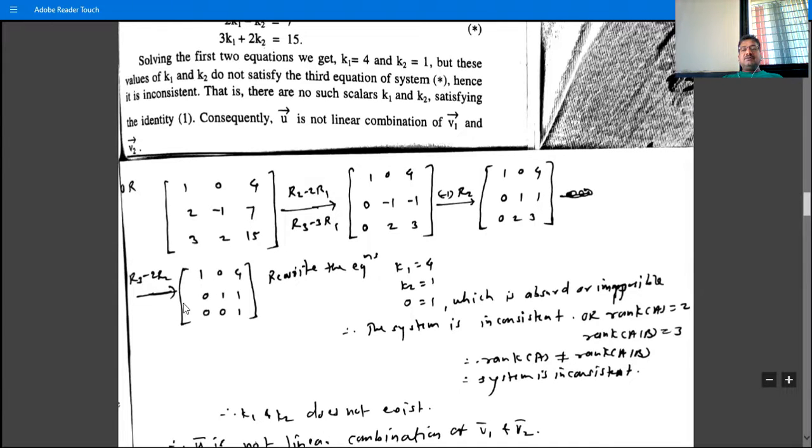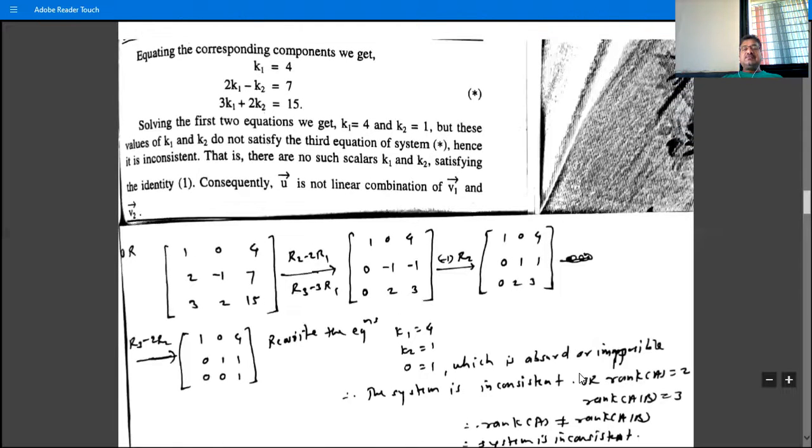So the rank of A becomes 2, because we have 2 non-zero rows in the echelon form of the matrix A. And the whole matrix is the echelon form of the matrix AB, and it contains 3 non-zero rows. This is a non-zero row, this is a non-zero row, this is a non-zero row. And so the rank of AB is 3. So the rank of A is not equal to the rank of AB, and therefore the system is inconsistent.